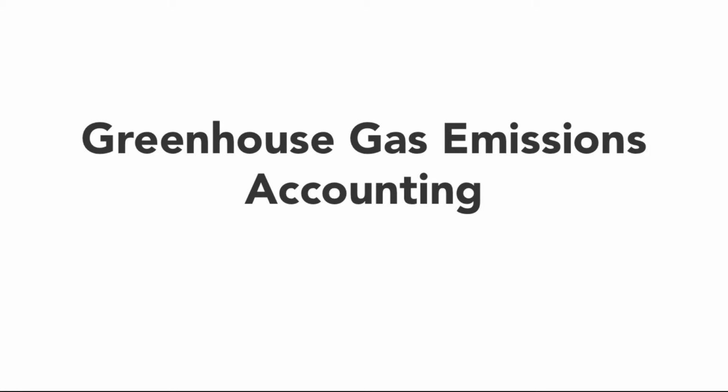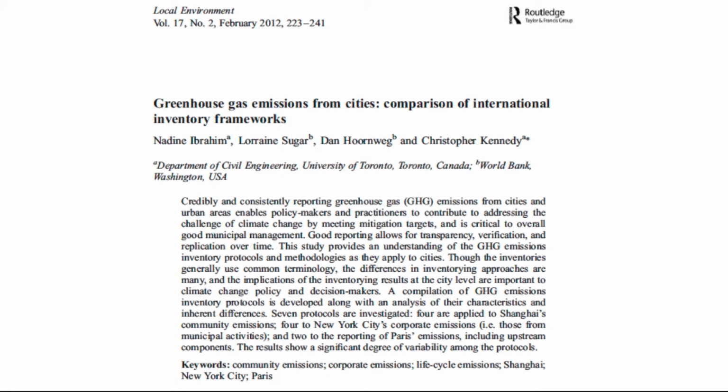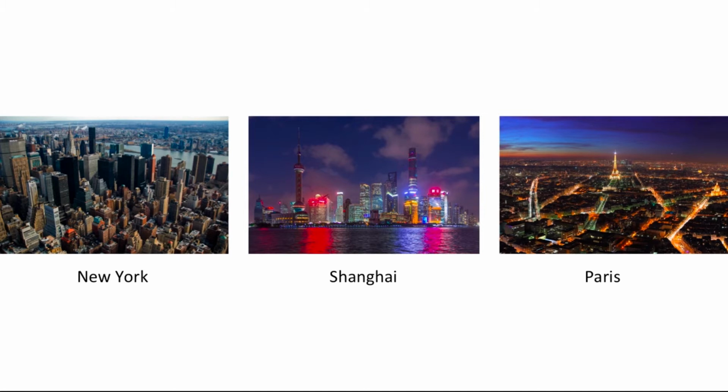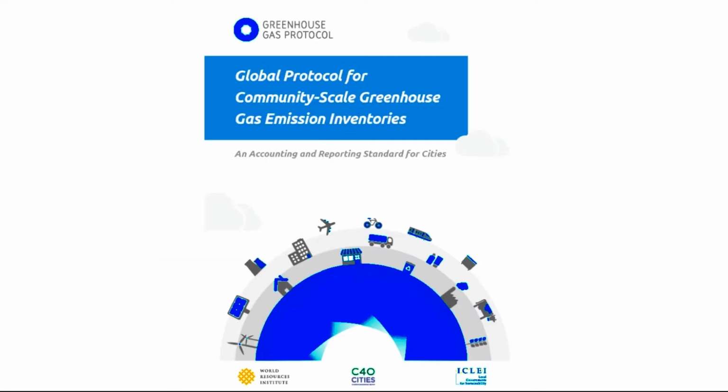In the fourth video, the basics of greenhouse gas emissions accounting, which is used to develop a city's greenhouse gas emissions inventory, is presented, with reference to a paper on greenhouse gas emissions from cities, comparison of international inventory frameworks. The paper also presents inventory examples from New York, Shanghai, and Paris, which are demonstrated in brief, and wraps by introducing the Global Protocol for Community-Scale Greenhouse Gas Emission Inventories, which is the international standard currently used by cities globally.